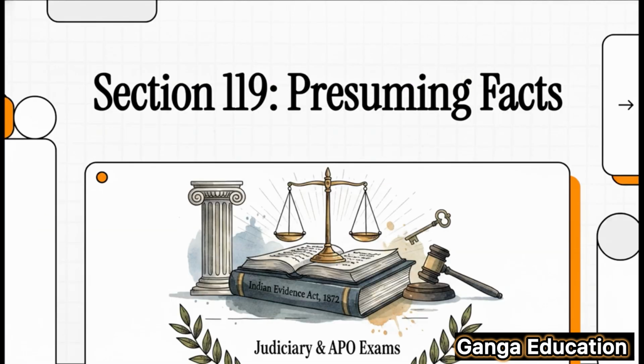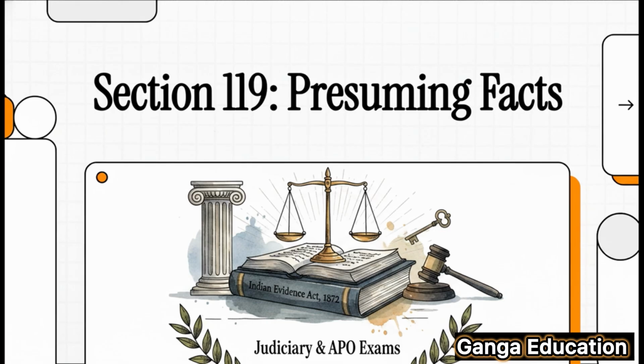So let's start with a really interesting question. How can a court believe a fact is true without any direct proof? It sounds a bit like magic, right? Well, it's not. It's a legal power, and we're going to break it down today by looking at Section 119 of the Indian Evidence Act 1872.